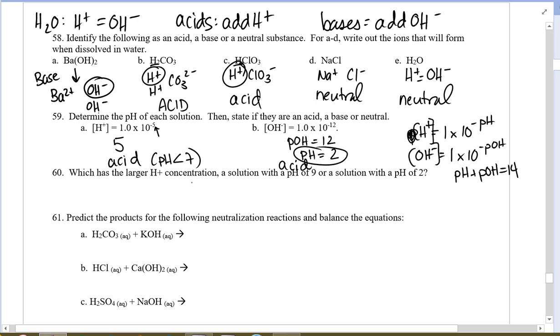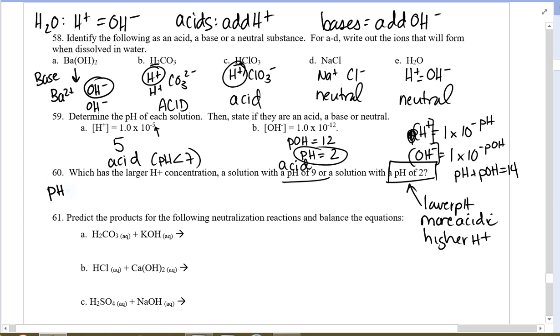Which has a larger H+ concentration, a solution with a pH of 9 or one with a pH of 2? Well, we know that lower pH means it's more acidic, which means it's going to have a higher hydrogen concentration. So a pH of 2 is the right answer. Another way of looking at it is using the equation we talked about before. If something has a pH of 2, that means the H concentration is 10 to the negative 2. If something has a pH of 9, then its H concentration is 10 to the negative 9.